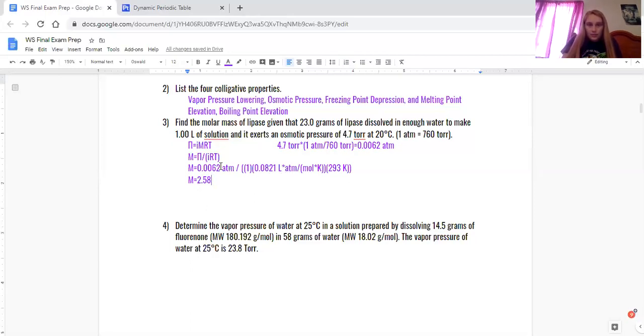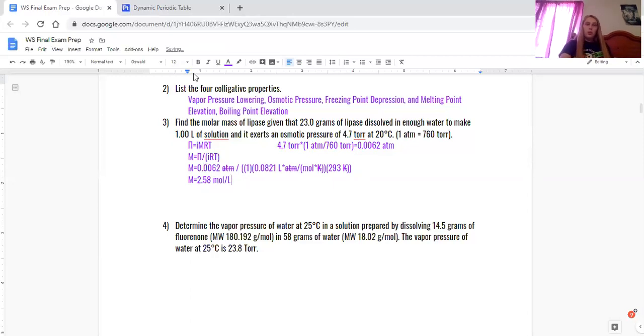So we have ATM here, we have ATM here, then we have Kelvin and Kelvin. All right, so then we're left with liters per mole, but this is all underneath, so that actually switches around to make it moles per liter, and that's where we come up with that. So we have moles per liter.